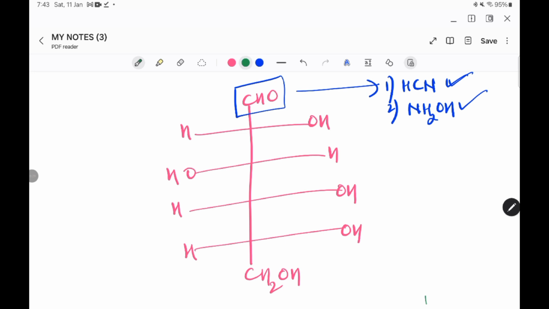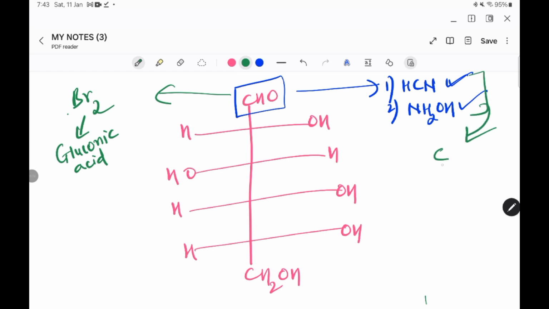an aldehydic group. Secondly, we also carried out the oxidation of glucose with a mild oxidizing agent, bromine water, and we got the formation of gluconic acid. This proved that glucose contains aldehyde. These two reactions with HCN and NH2OH proved that glucose contains a carbonyl group, and the reaction with bromine water proved that it contains an aldehydic group.